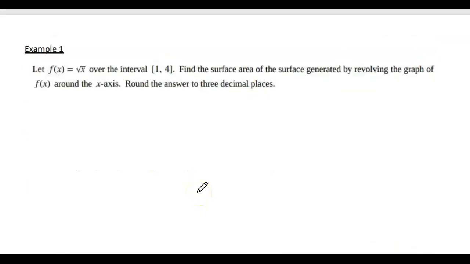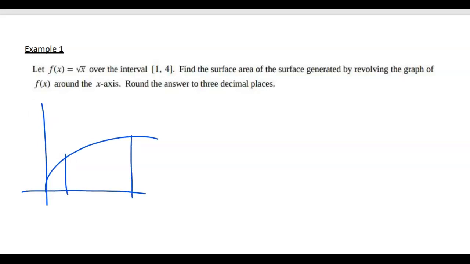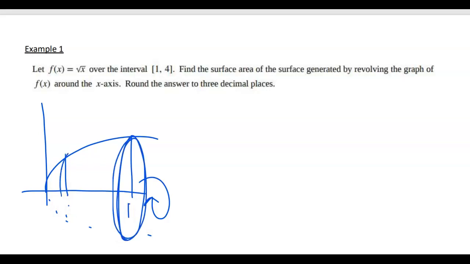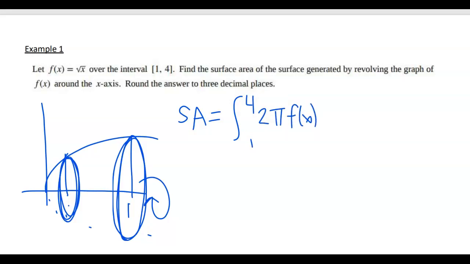All right, let's look at an example here. So I'm going to take the square root function from 1 to 4, and I want to find the surface area when I take that around the x-axis. So surface area is equal to the integral from 1 to 4, 2 pi f of x. And then I need to do the arc length. So I'm finding the arc length.